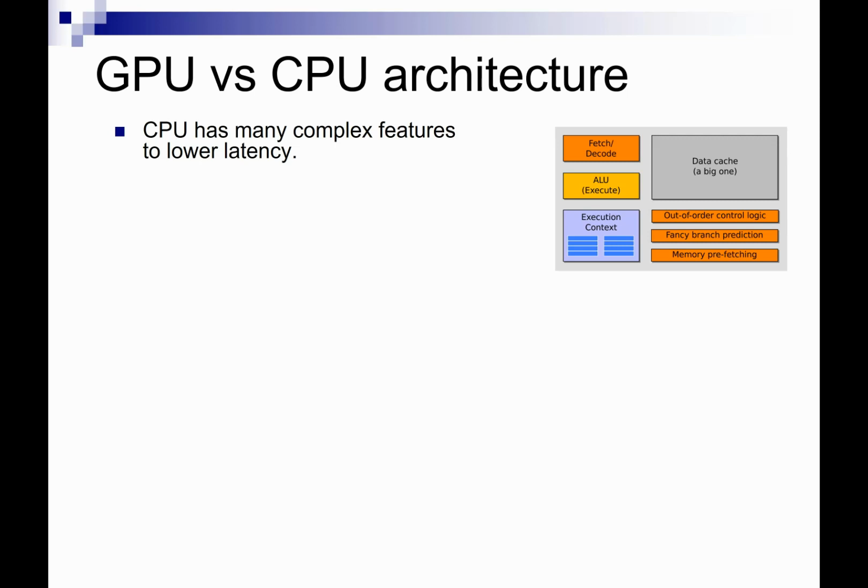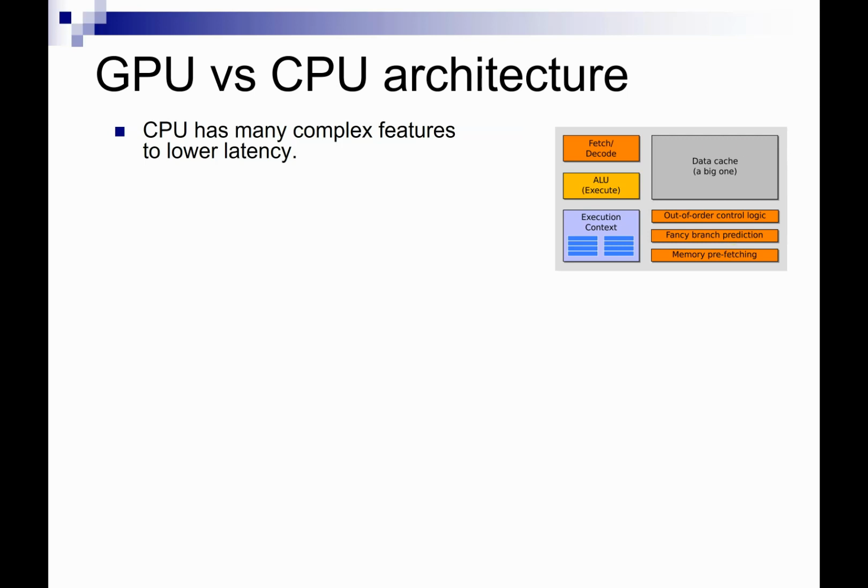So this architecture includes many things to make each operation run as fast as possible. For example, on the right here, I have this diagram showing some features of a typical CPU. It might do things like memory prefetching, a lot of fancy branch prediction, or some out of order operations. So there's a lot happening in a CPU. Oh, and it's got a big cache.